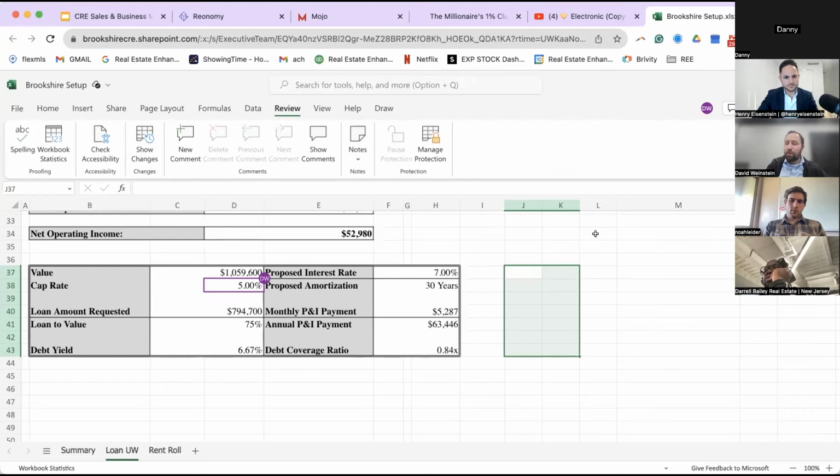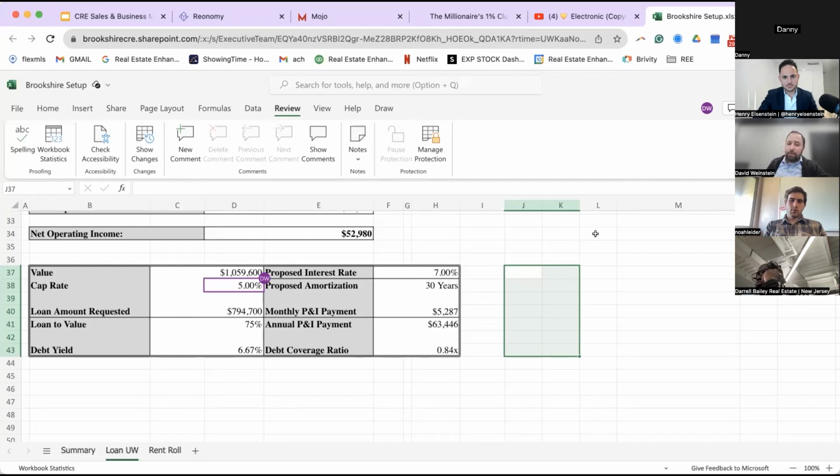The higher the cap rate, the lower the price, and that's better for you as a buyer. You want a fundamental return on your money. That means a return not including any debt, any financing, any interest rates. You just want to know, what is this building returning if you bought it all cash? And that is your cap rate. That means you're going to get 5% a year. If you pay $1,059,600, you're going to get 5% a year on your $1,059,600.